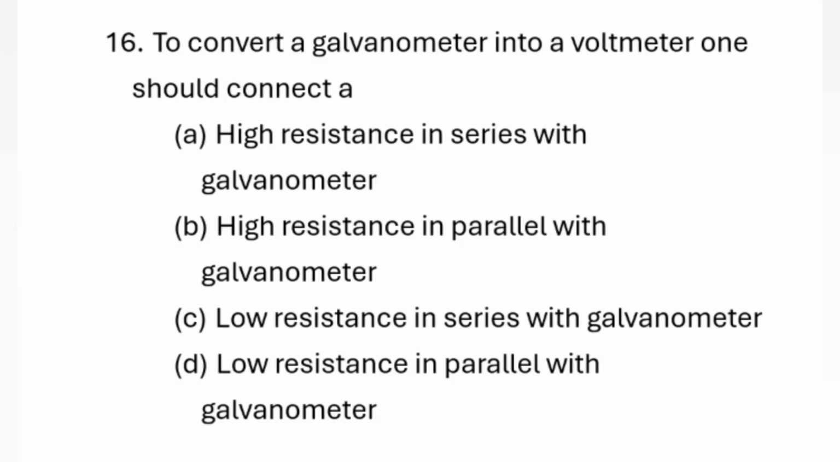Question number 16. To convert a galvanometer into a voltmeter, one should connect a option A, high resistance in series with galvanometer, option B, high resistance in parallel with galvanometer, option C, low resistance in series with galvanometer, option D, low resistance in parallel with galvanometer.